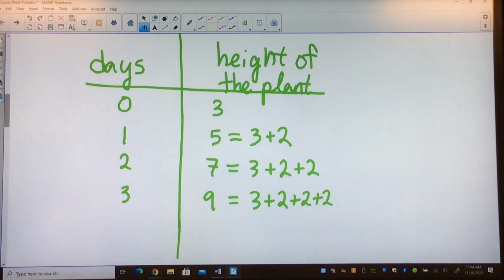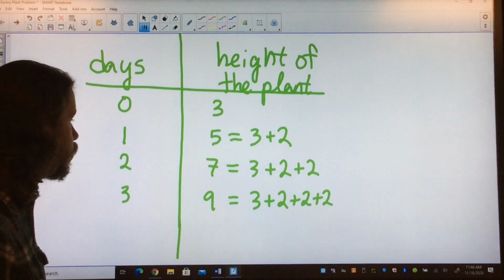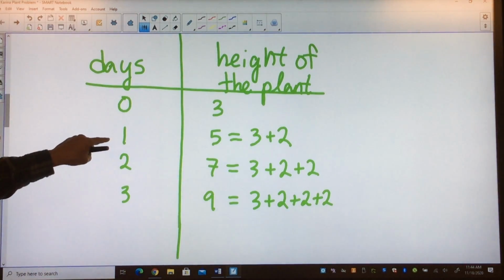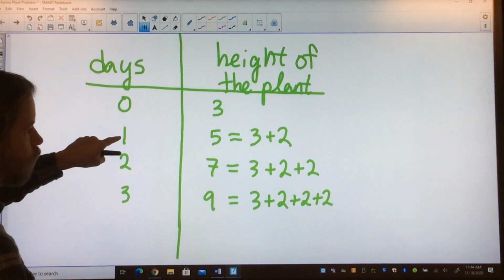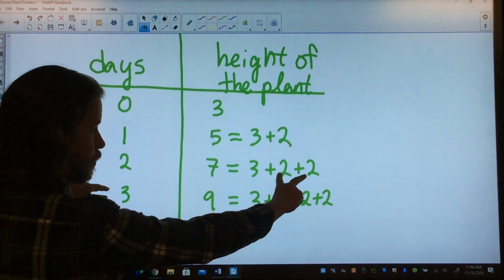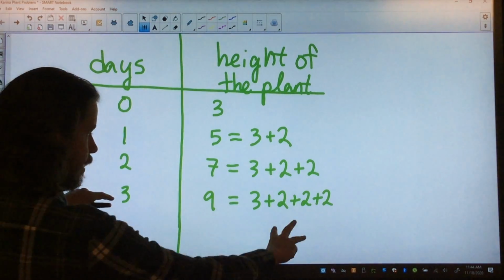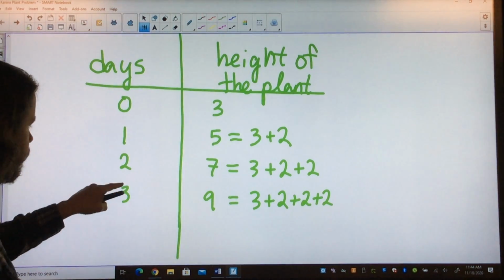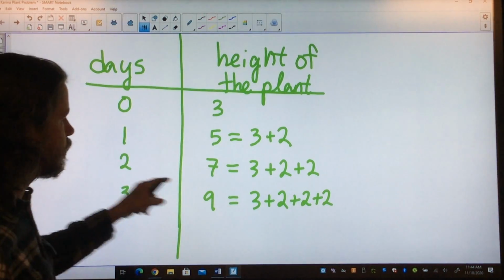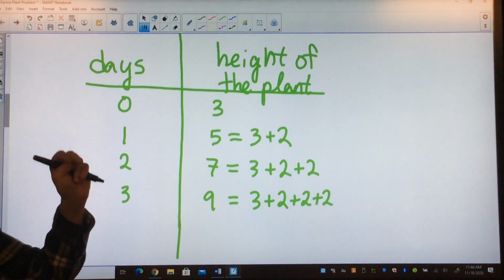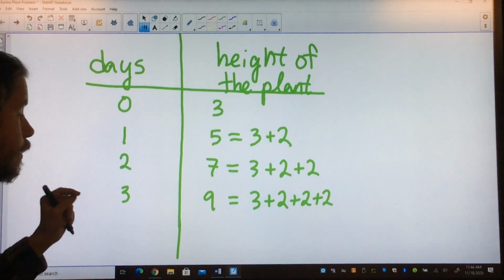At this point, we can see that there's actually a pattern between how many 2's we're adding and what day it is. So what do I mean by that? Well, on day 1, I added 1 2. And on day 2, I added 2 2's. And on day 3, I added 3 2's. So it looks like whatever day it is, that tells me the number of 2's I need to add. And that's going to be the rule that we use to create what's called our linear model. And I'll explain that more once we get there.